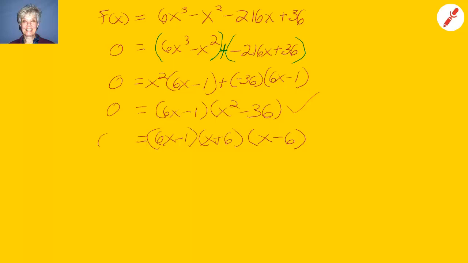And I forgot to write my zeros. Bad me. There you go. Now you put lines down between each factor, and you set each factor equal to 0, and you solve. So 6x minus 1 equals 0, x plus 6 equals 0, and x minus 6 equals 0.